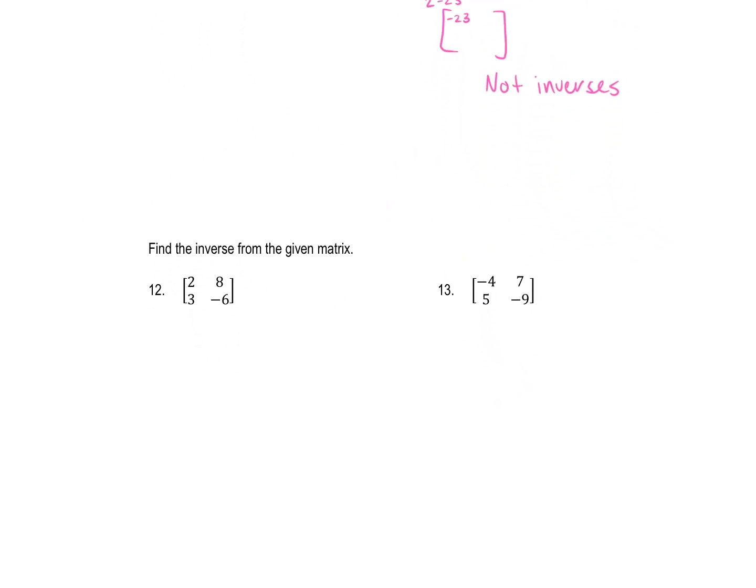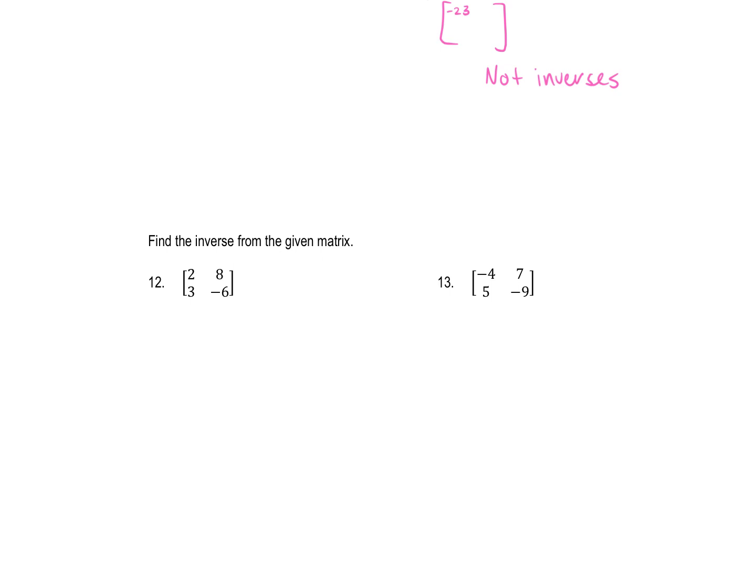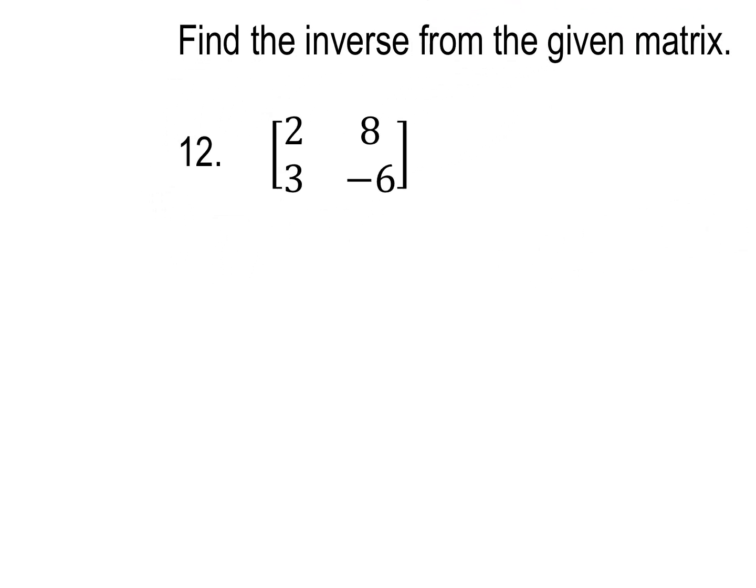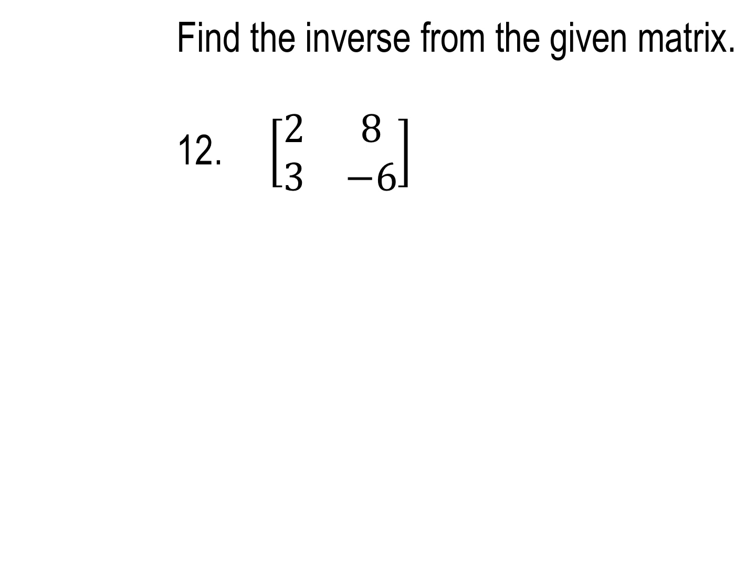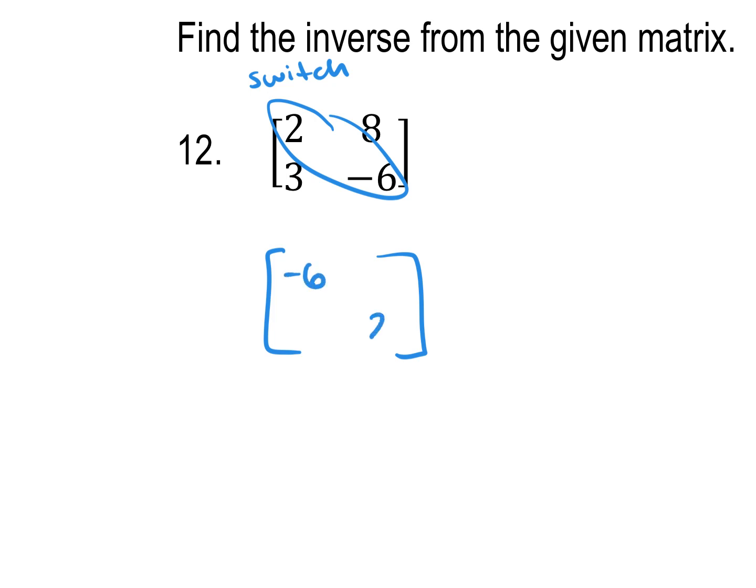Now in 12 and 13, we want to find the inverse of the given matrix. So let's do 12. To find the inverse, this is what we did yesterday. We want to switch the majors. So we're going to switch the position of the first diagonal. So -6 goes up top, +2 on the bottom. And then we want to negate the minors. So we make them negative. If they're already negative, make them positive. So we have -8 and -3.